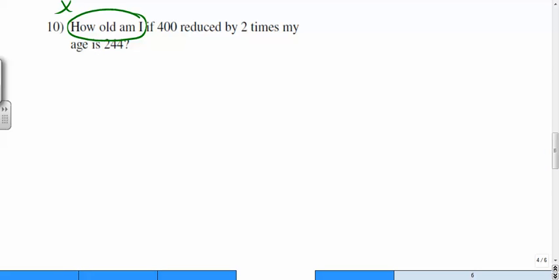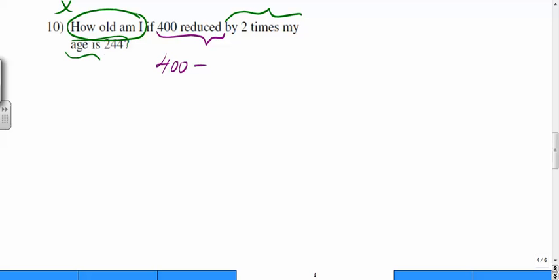Okay, how old am I if 400 reduced by 2 times my age? So let's go one step at a time here. How can you guys write 400 reduced? Reduced means you take away from it, right? So I can write it as 400 minus, right? Minus something. And that something is given to you in the next part of your sentence. By 2 times my age. Okay, hold on, because I'm going too far. By 2 times my age.